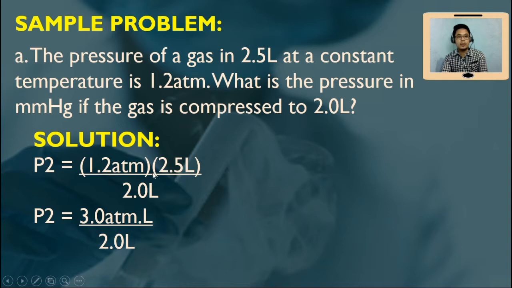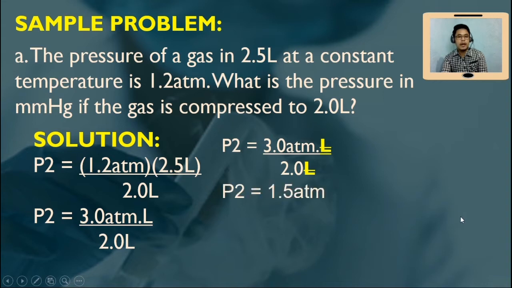Next, perform the indicated operation. So 1.2 multiplied by 2.5 will give you the product of 3.0 atmosphere liters. And then this time, makikita nyo, pwede nating makancel ang liters. Dahil same unit yan, so cancel. At ang maiiwan na lang is atmosphere. Pag pinerform natin yung 3.0 divided by 2.0, it will give you the answer 1.5 atmosphere.